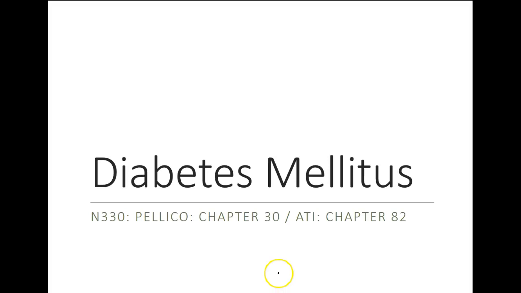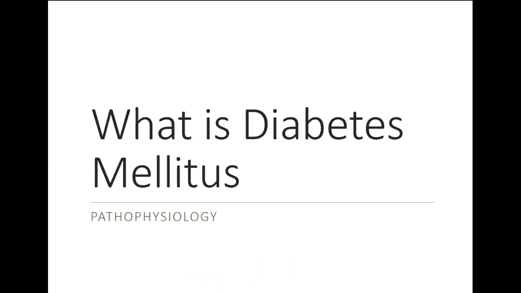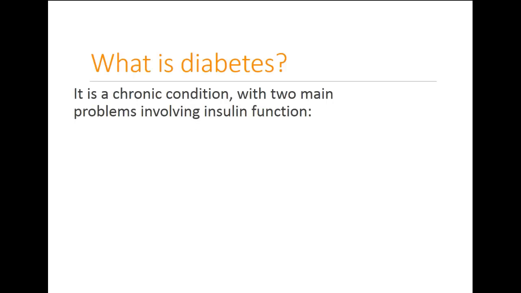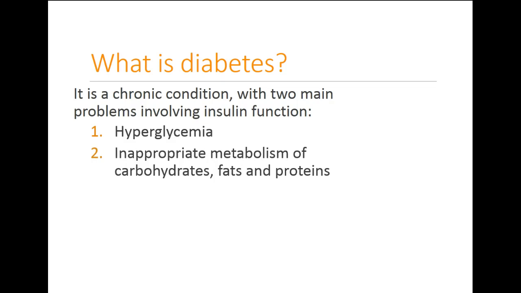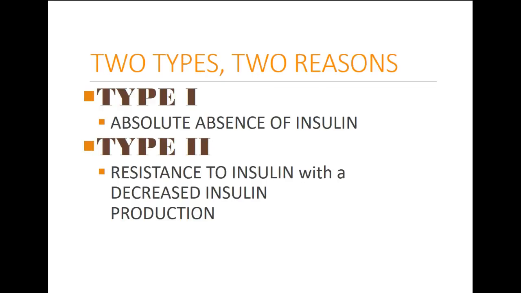Hi everybody, this is going to be an overview of diabetes mellitus. So what is diabetes? It is a chronic condition, and we have two issues going on. We have hyperglycemia and also the inappropriate metabolism of carbohydrates, fats, and proteins. We have two types and two different reasons.